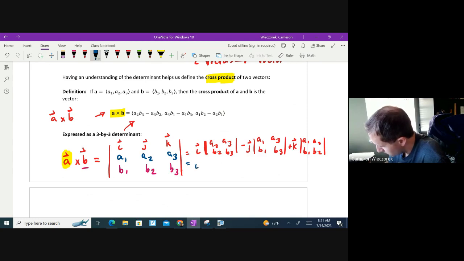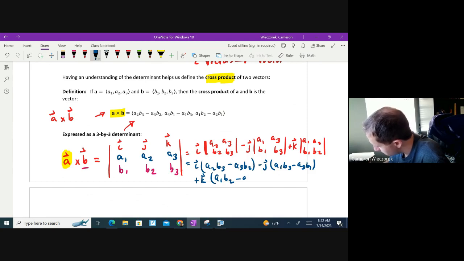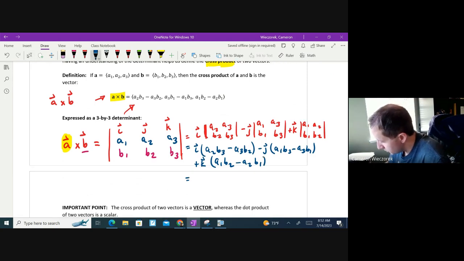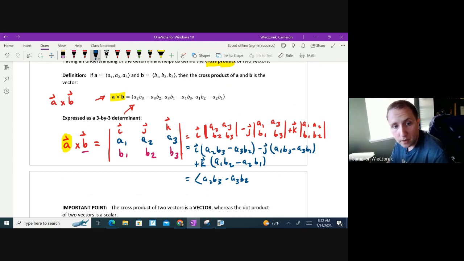And so what we get is i times (A2B3 minus A3B2), minus j times (A1B3 minus A3B1), plus k times (A1B2 minus A2B1), just using our formulas from up top for the determinants. And you'll notice if we write this in component form, the first one we get is A2B3 minus A3B2. Well, that's an exact match for what we have up here.